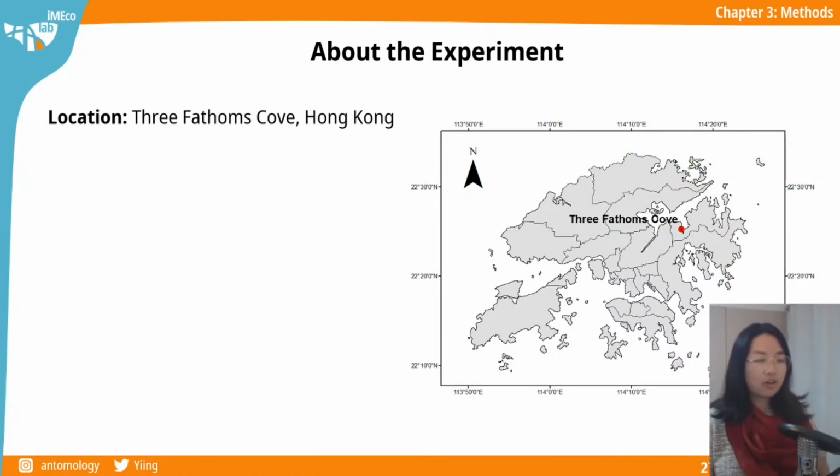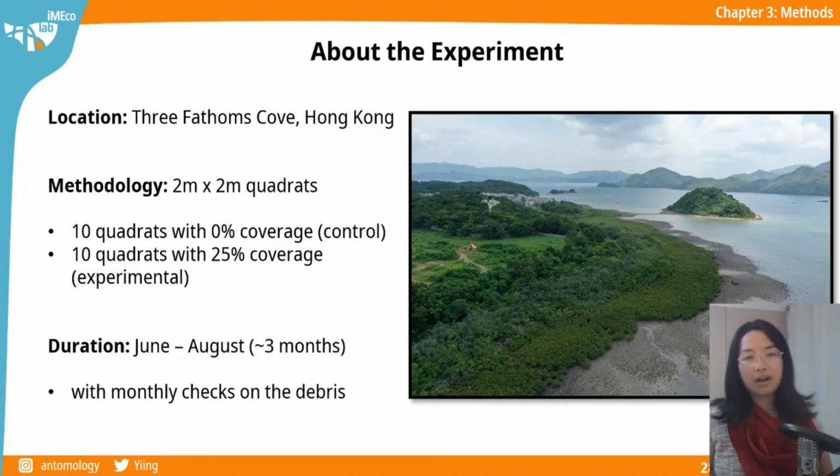So I decided to do my experiment in 3 Fathoms Cove in Hong Kong. This is a site that I had been to for my previous surveys. I decided to set 20 quadrats, half of which had 0% coverage and the other half had 25% coverage of debris, and that's my experimental number.